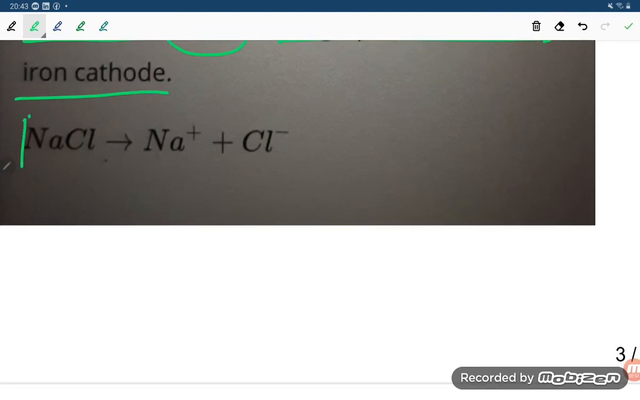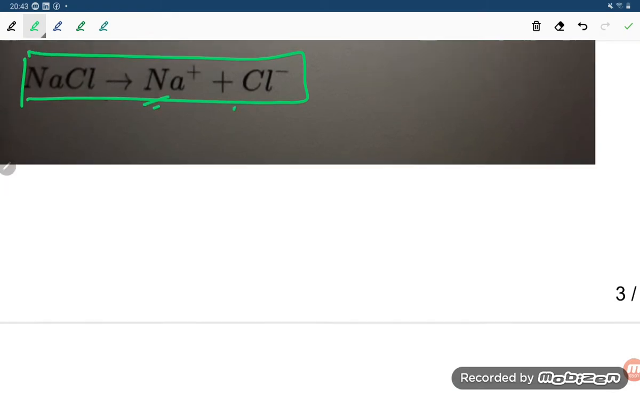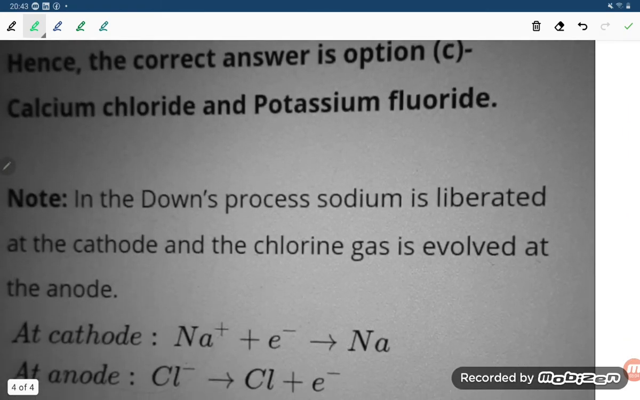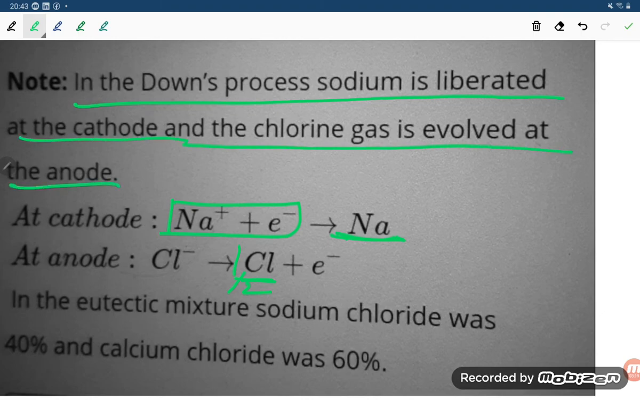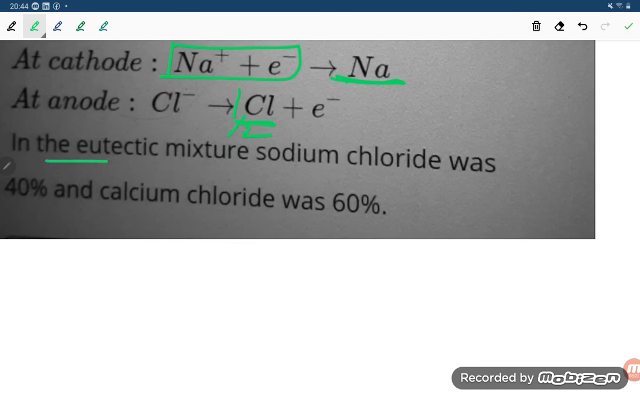So here NaCl ionizes, giving Na+ and Cl-. Now students, what will happen? At the cathode, sodium takes up an electron and gets deposited there, and at the anode chlorine gas is released, half a mole of chlorine gas. So in the Down process, sodium is liberated at the cathode and chlorine gas is evolved at the anode. Hence a mixture of 40% sodium chloride and 60% calcium fluoride is used.